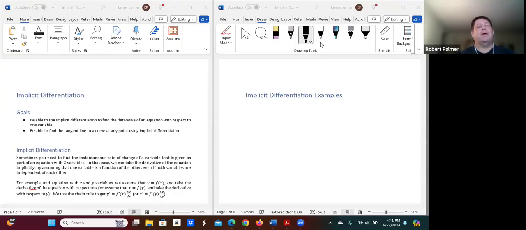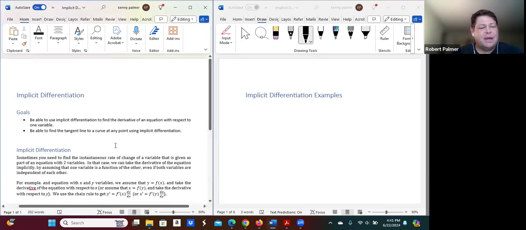Hello, everyone. Welcome back. Today, we'll talk about a different way of thinking about taking the derivative of a function using something called implicit differentiation. Our goal is to be able to use implicit differentiation to find the derivative of an equation, not just a function, but an equation with respect to one variable. Then also be able to find the tangent line of the curve at any point using this technique.